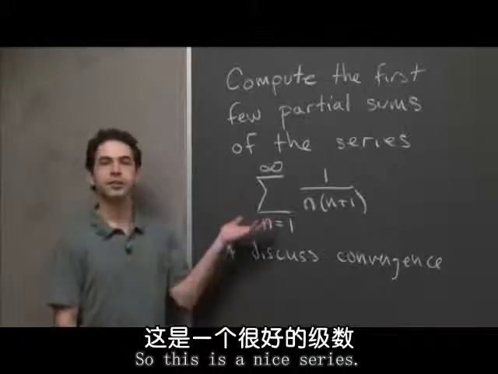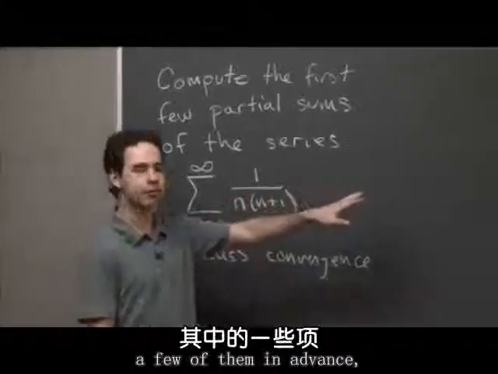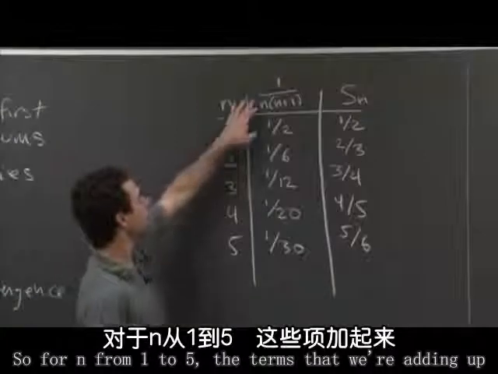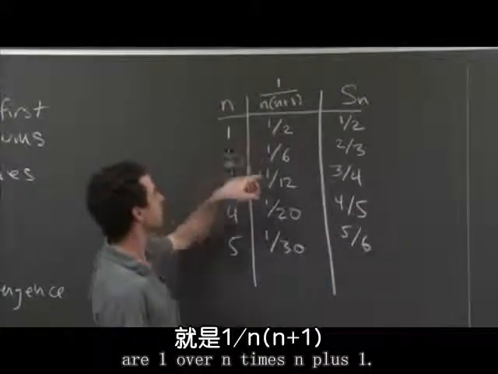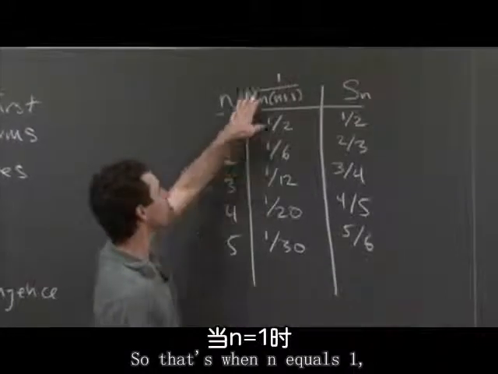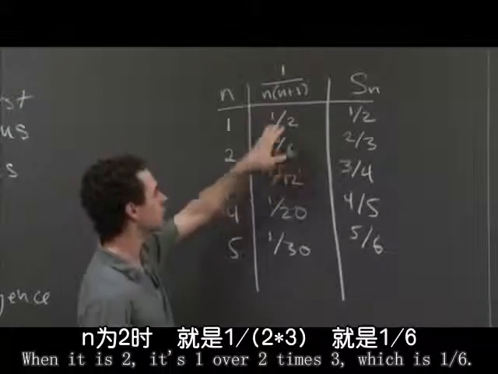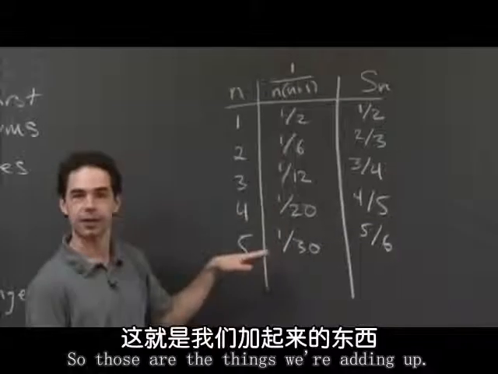So this is a nice series. It has terms that are easy to compute, and I've taken the liberty of computing a few of them in advance, and I've put them up over here. So for n from 1 to 5, the terms that we're adding up are 1 over n times n plus 1. So when n equals 1, that's 1 over 1 times 2, which is a half. When n is 2, it's 1 over 2 times 3, which is a sixth. So like about a 12th, a 20th, a 30th, and so on. So those are the things we're adding up.